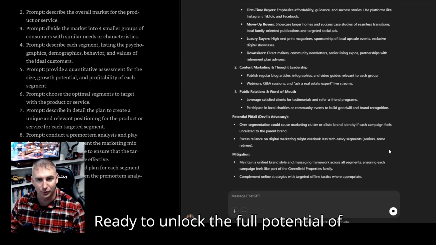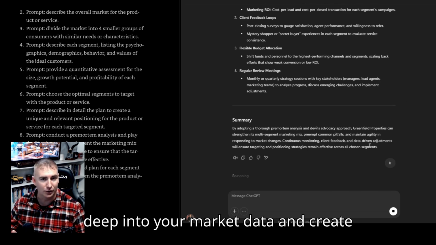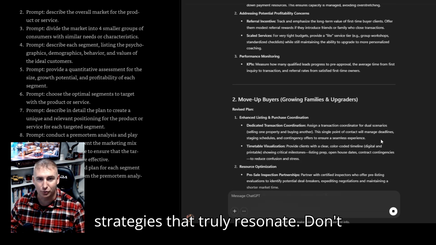Ready to unlock the full potential of market segmentation? Use ChatGPT to dive deep into your market data and create strategies that truly resonate.